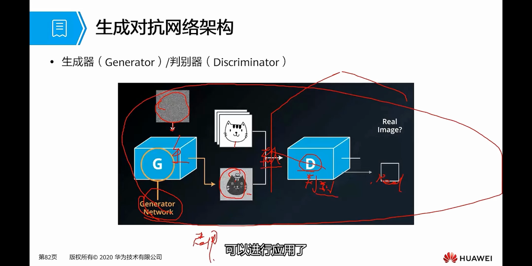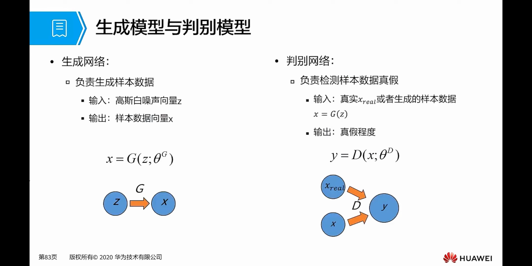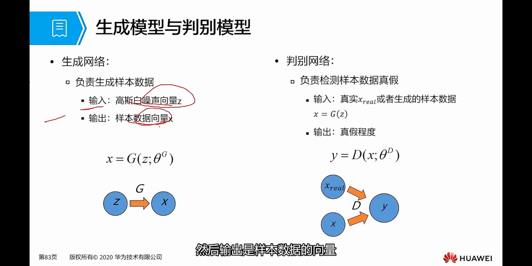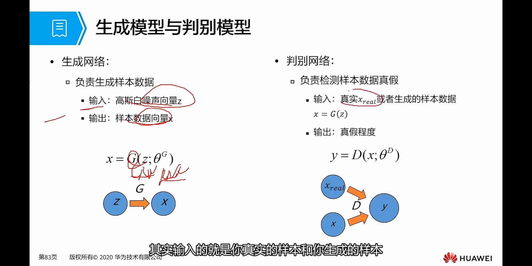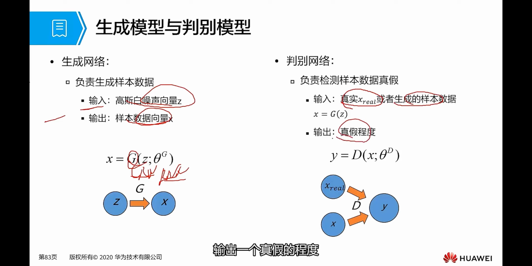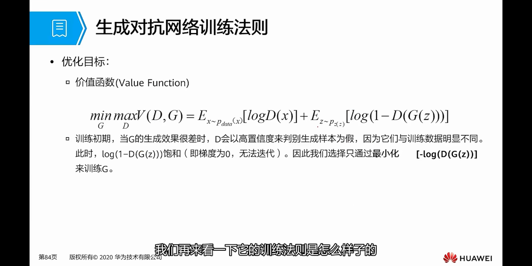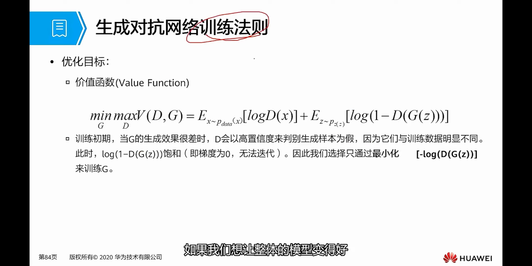Let's take a closer look at our generative model. The input is the Gaussian white noise vector mentioned earlier, and the output is our sample data vector. This means that through this type of network, you can sometimes use CNN or RNN. When dealing with different problems, you also use different methods. Here, what does our discriminative network do? The discriminative network takes as input your real sample and the sample you generate. Just now when we were explaining the concept of the discriminative network, we also explained that it outputs a degree of truth or falsity.